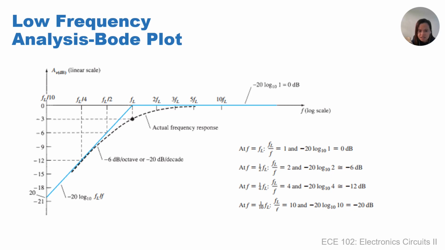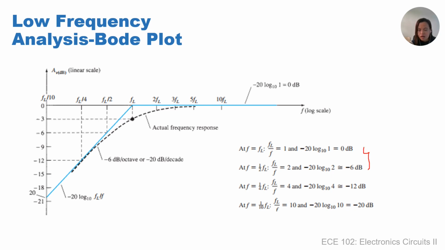Let's say FL over F is equal to 1. So negative 20 log of 1 is equal to 0 dB. Whenever the frequency is 1/2 of the low cutoff frequency, or double, meaning FL over F is equal to 2, then the value of the gain in dB is negative 6 dB.